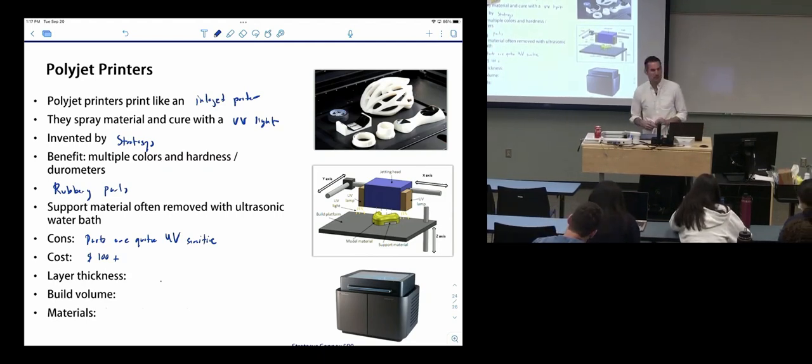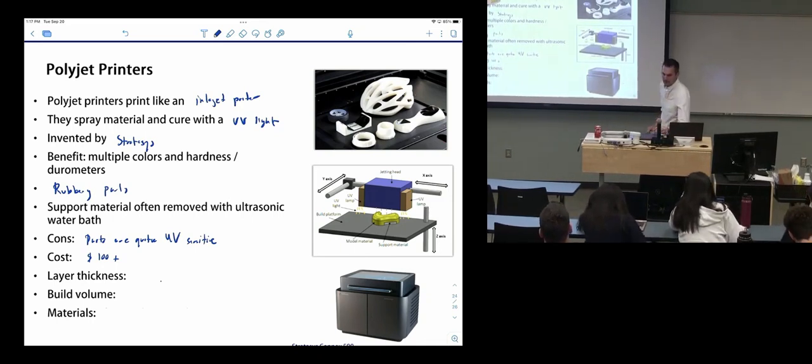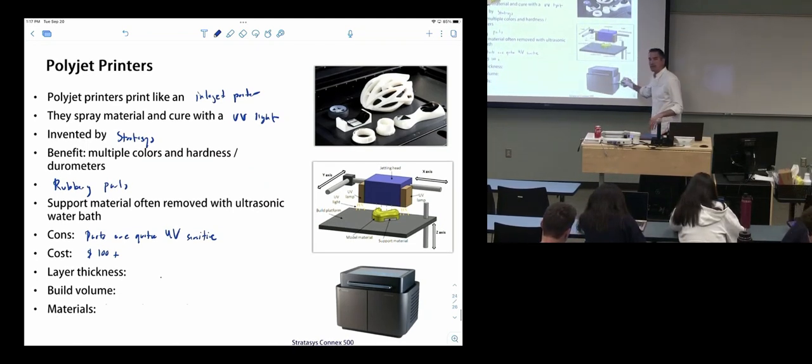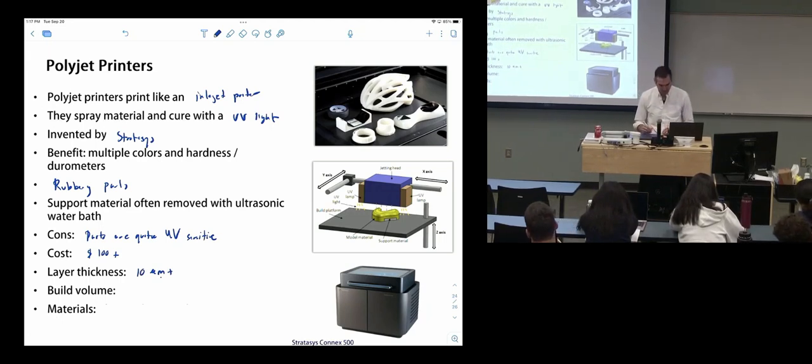Yeah, a lot of people still like it. It's good for shorter durations, or if you paint it, potentially. So similarly, they range from very cheap to very expensive. This Connex is 500 grand. Layer thickness is also quite good, tens of microns plus. Build volume is up to 100 by 100 centimeters plus. Materials are also photopolymers.